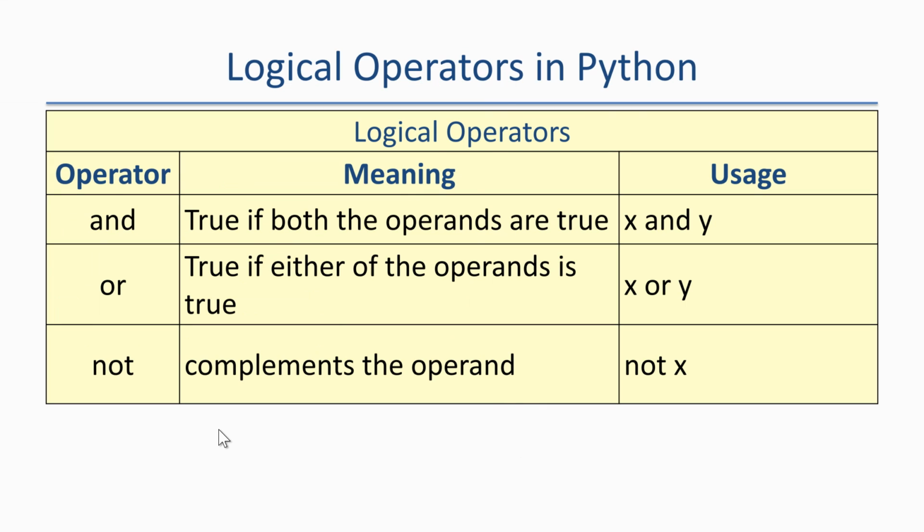Here are the logical operators in Python again. One more time. The operator AND works on two operands, and the result would be true if both operands are true. The operator OR works on two operands, and the result would be true if either of the operands is true. And the operator NOT is a unary operator, which means it works only on one operand, and it negates or complements the operand. So that means whatever is in front of it, if it was true, NOT makes it false, and if it was false, NOT makes it true.